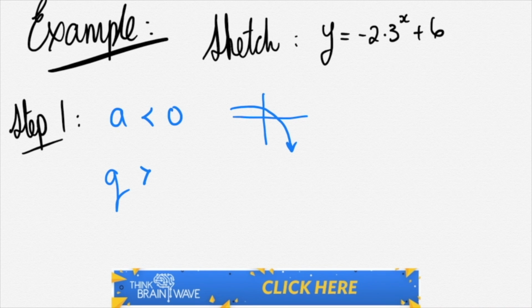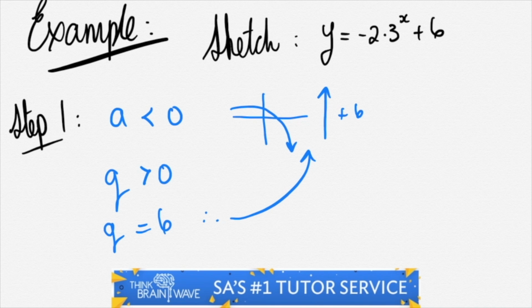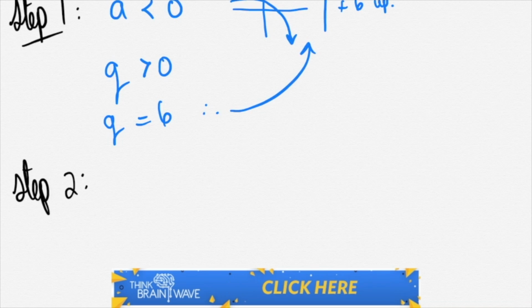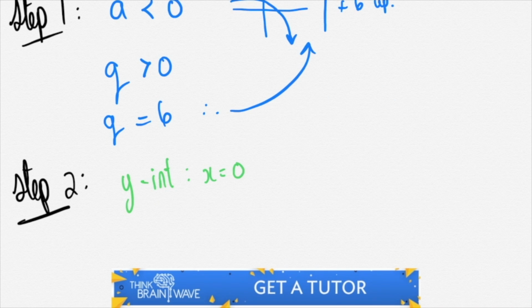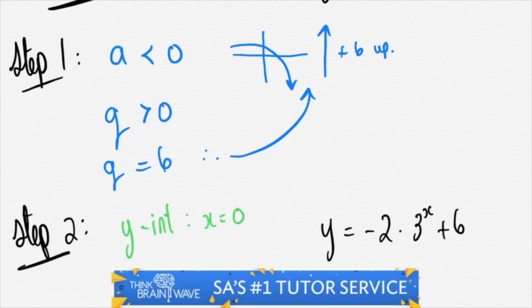We see that q shifts upwards by 6 units. So the graph is pointing downwards, but it shifts upwards by 6 units. So let's do our step 2. We do our y-intercept first and then our x-intercept next. We're used to having no x-intercept, but in this case we'll see what happens.